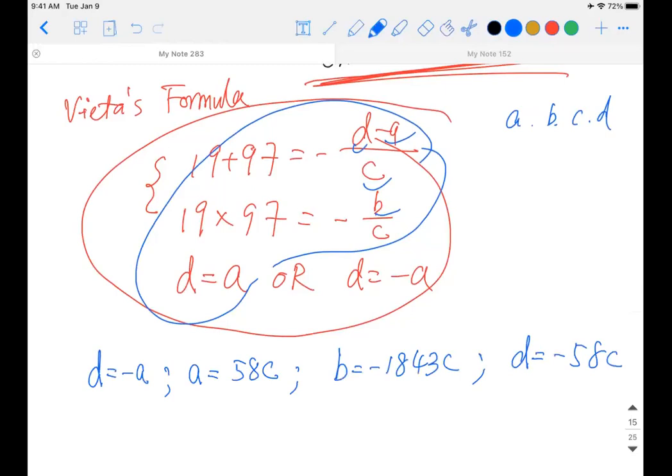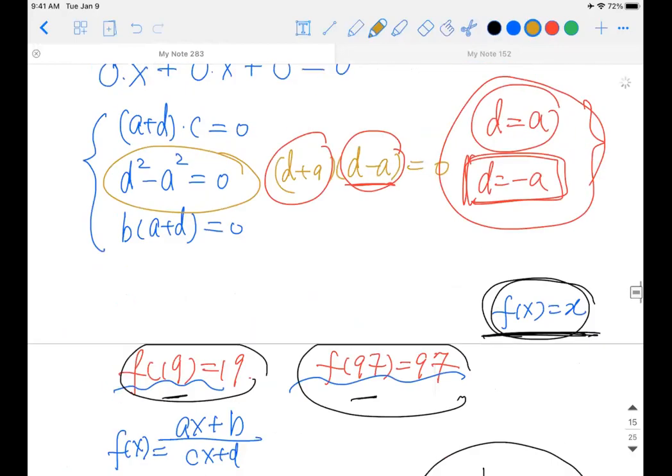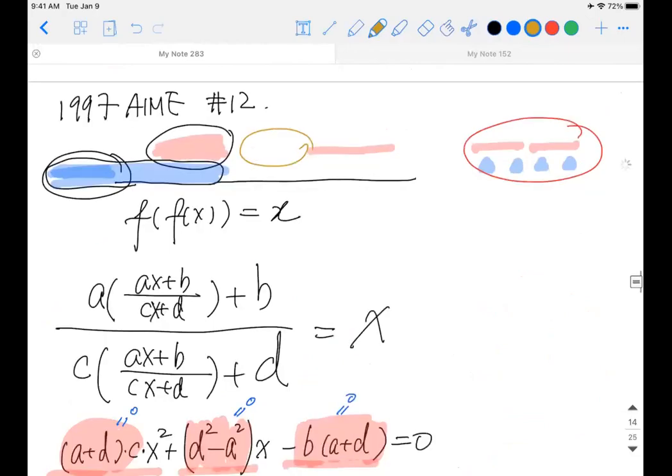The other, this is basically on this part, right? d is minus a. As long as d is equal to a, you will find something abnormal because you cannot have something like this. Check it out, go back to here.